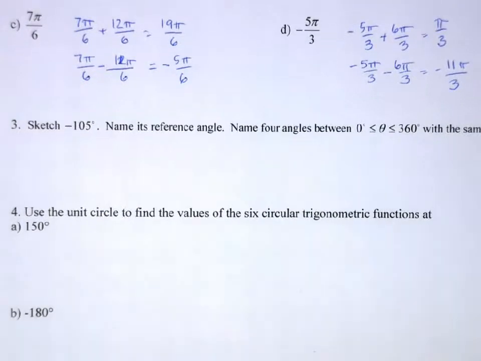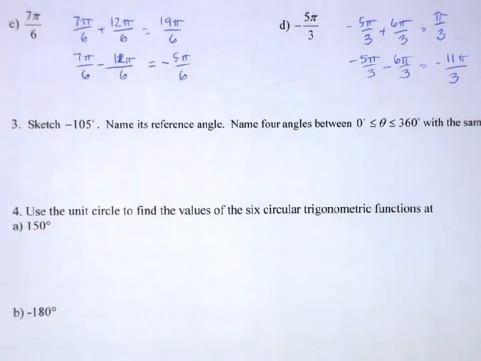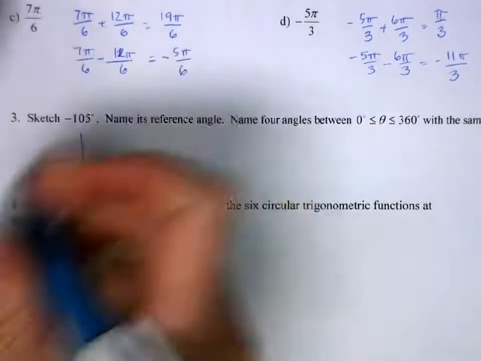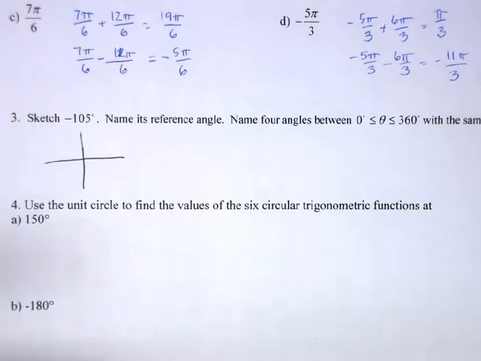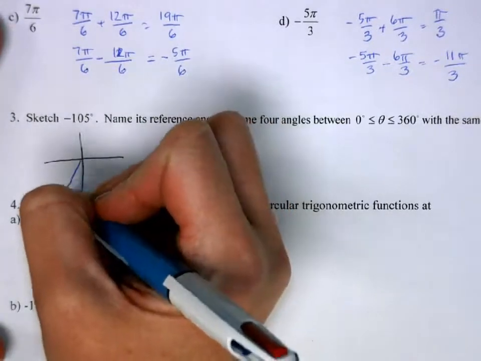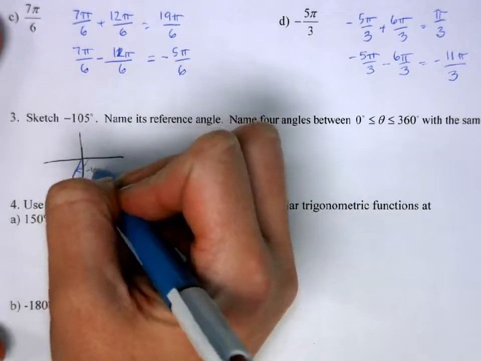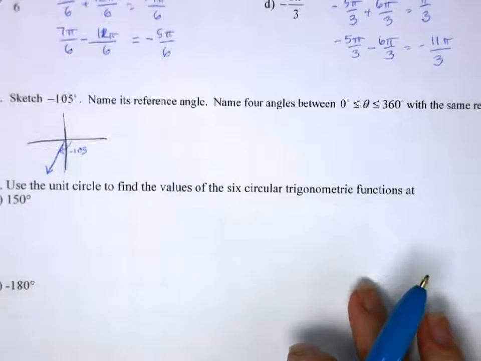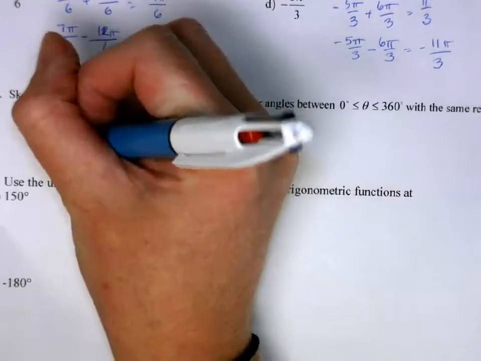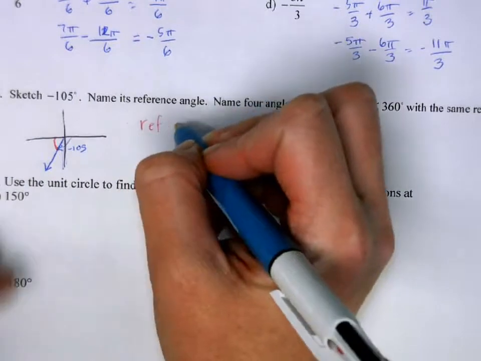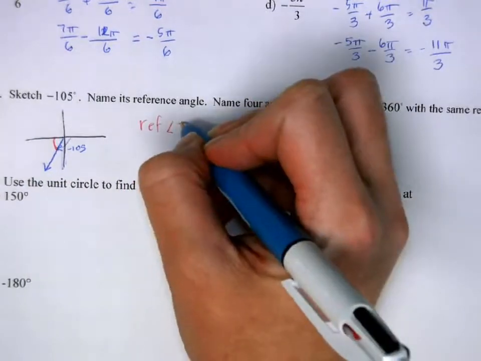Okay, sketch negative 150 and negative 105. So negative 90 would be down here. So negative 105 is going to be about there. The reference angle is the acute angle formed between the x-axis and our angle. So my reference angle is going to be 75.